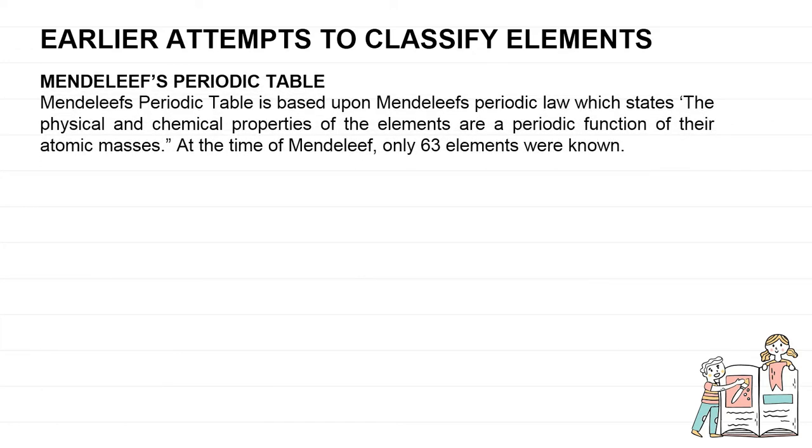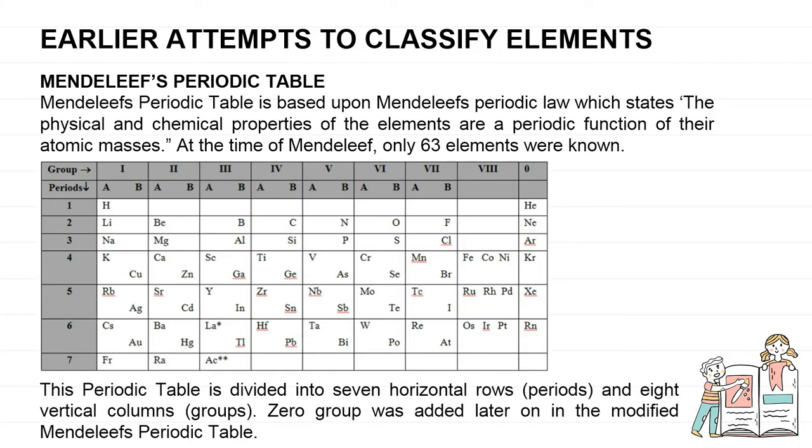Next we have Mendeleev's periodic table. Mendeleev's periodic table is based on Mendeleev's periodic law, which states that the physical and chemical properties of elements are a periodic function of their atomic masses. At the time of Mendeleev, only 63 elements were known, so he arranged these elements according to their properties and masses. In the given table, there are 7 horizontal rows and 8 vertical columns. The horizontal rows are periods and the vertical columns are groups. And he also added the zero group later on to modify Mendeleev's periodic table.